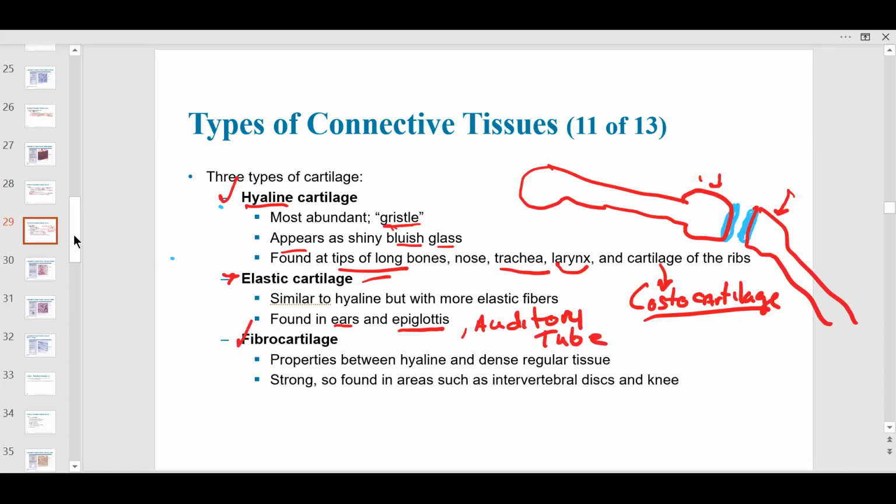Fibrocartilage, and you should know where this is and what it looks like, and it looks a little different. This is confusing too. It's kind of between dense regular connective tissue and hyaline, but that doesn't really show up in the picture. So this is between your vertebrae, intervertebral discs, your IVD. And in your knee, you have little discs called menisci.